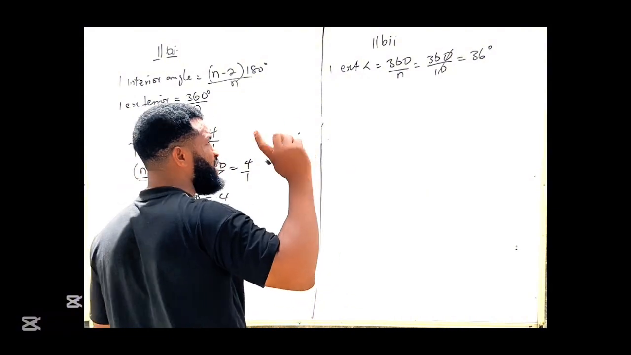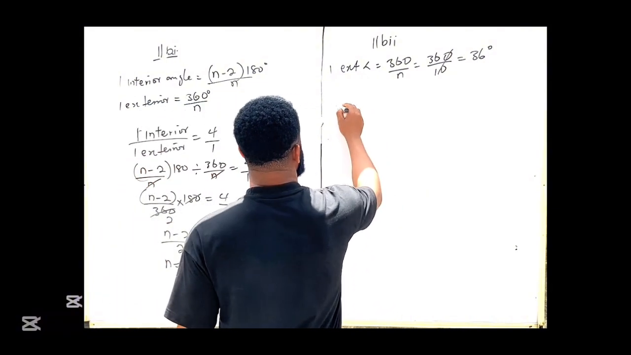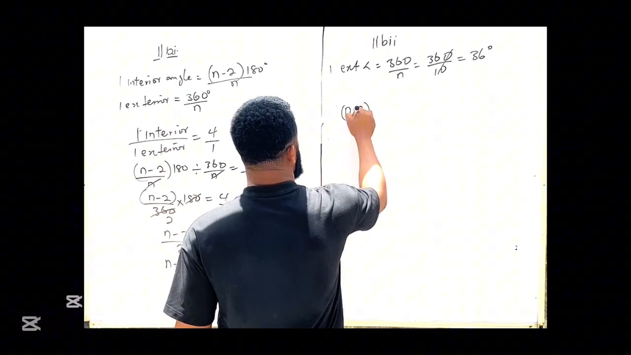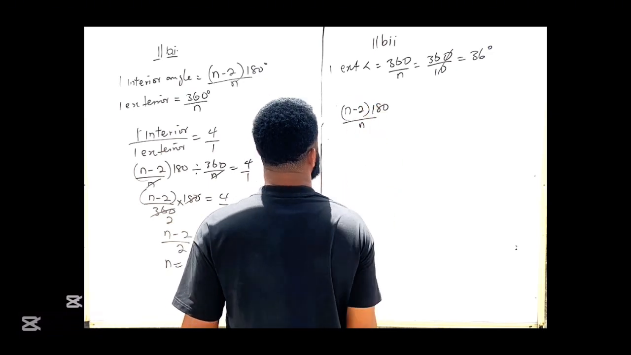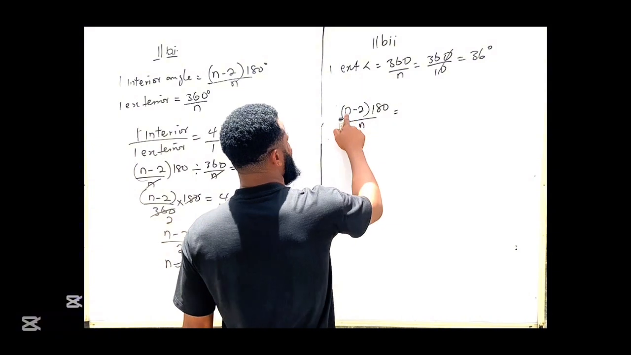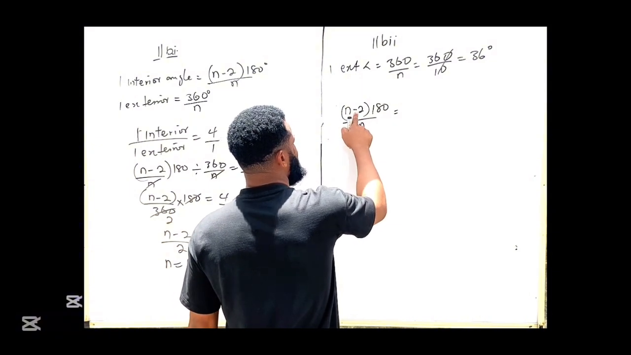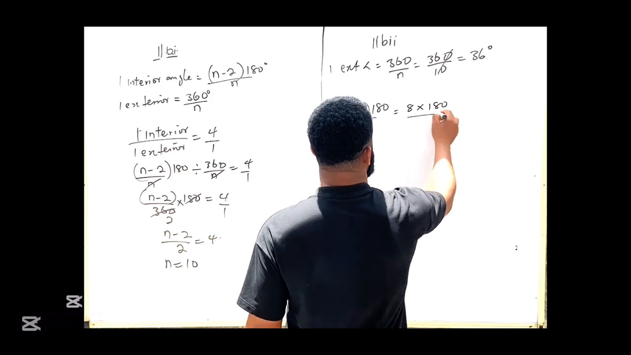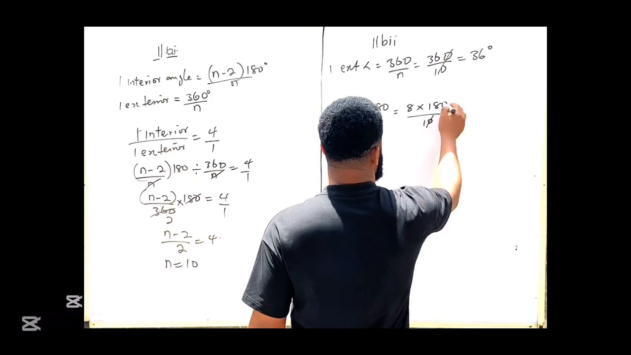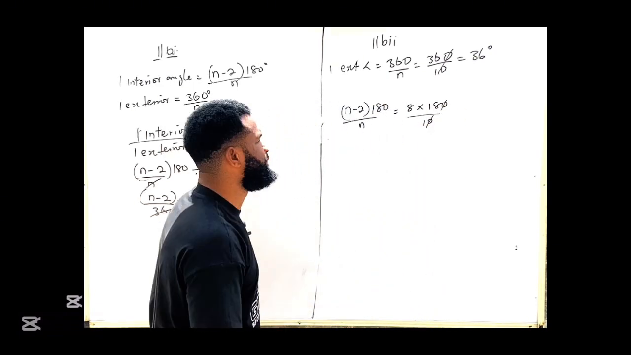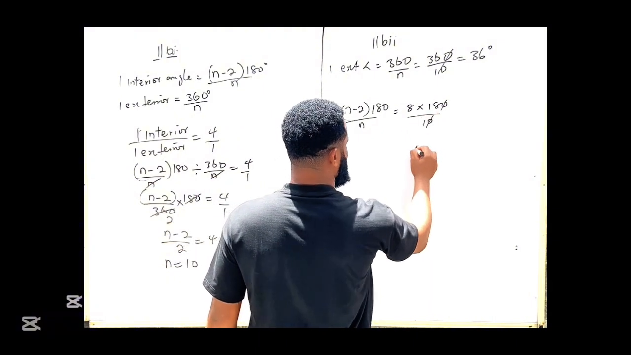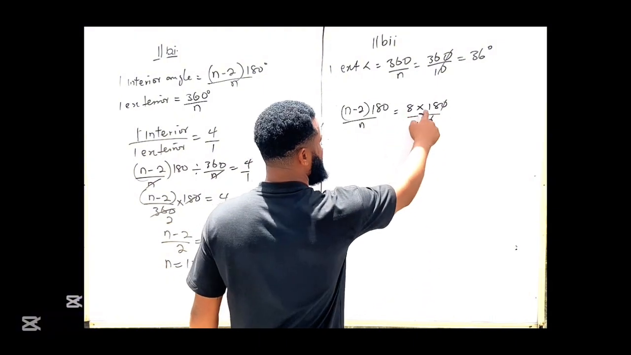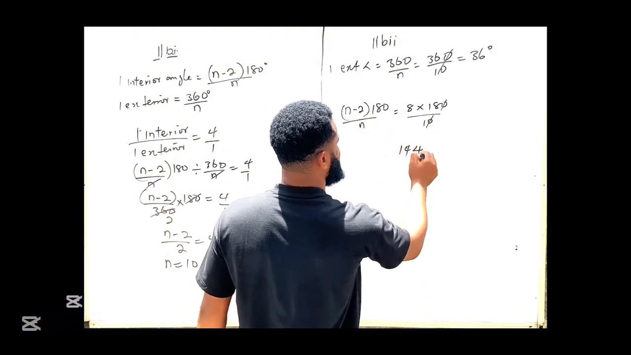The value of one interior angle is (n minus 2) times 180 divided by n. So n here is 10. 10 minus 2 is 8 times 180 divided by 10. This cancels this. 8 times 18. Now 8 times 8 is 64, right? 4 carry 6. 8 times 1 is 8 plus 6 is 14.